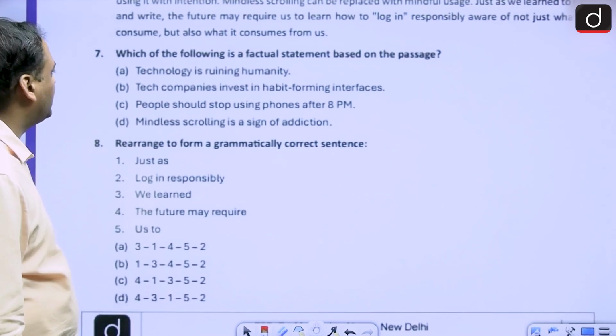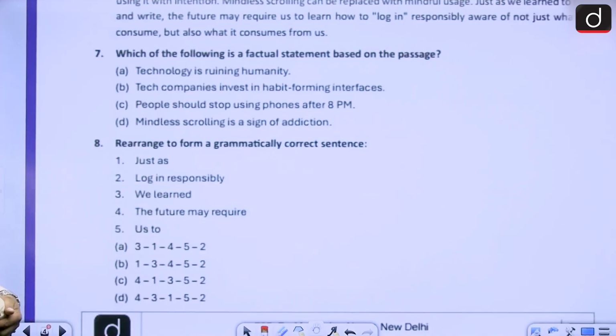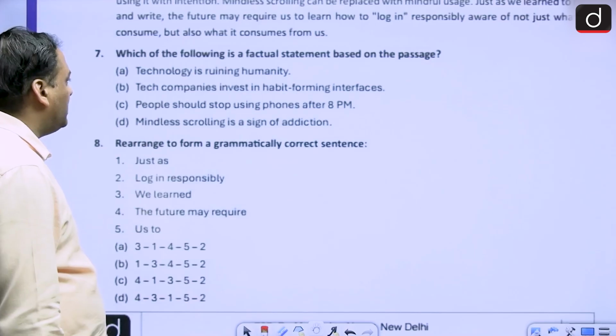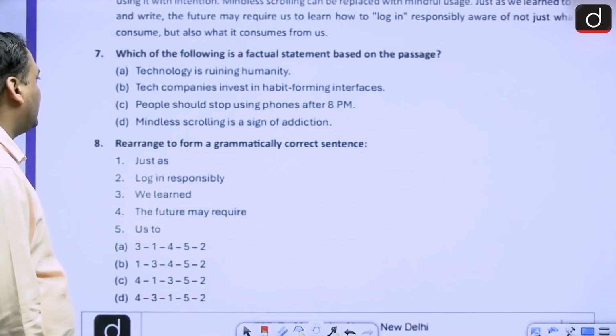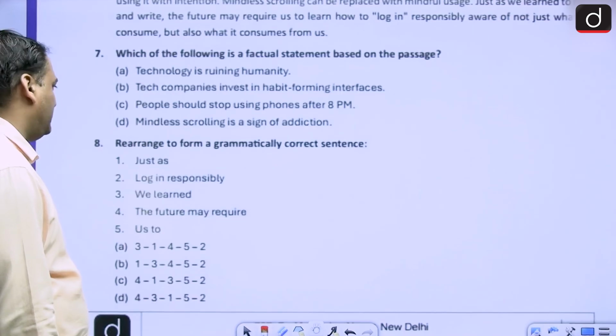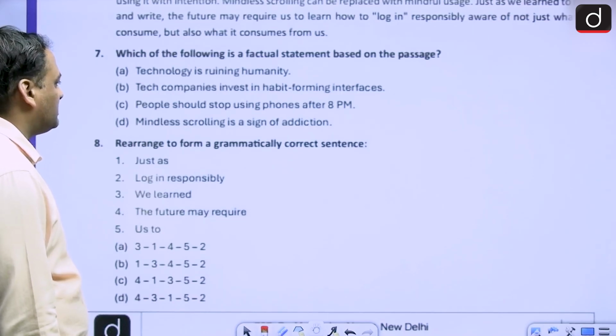Now, how many sentences and questions are there. Which of the following is a factual statement based on the passage? Technology is ruining humanity. Obviously, it could be. Tech companies invest in habit forming interfaces. People should stop using phones after 8 p.m. Mindless scrolling is a sign of addiction.